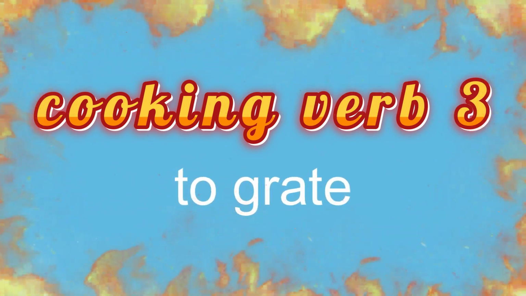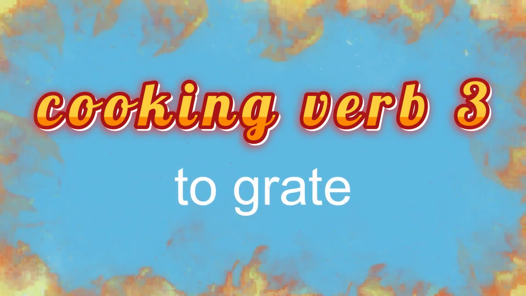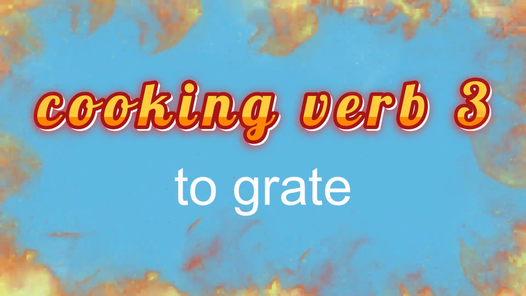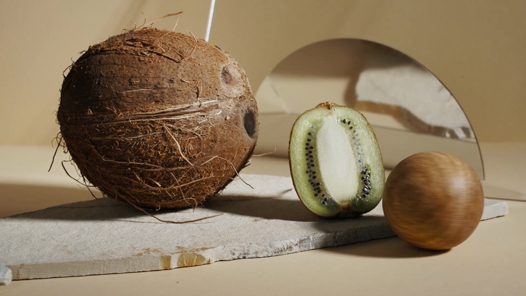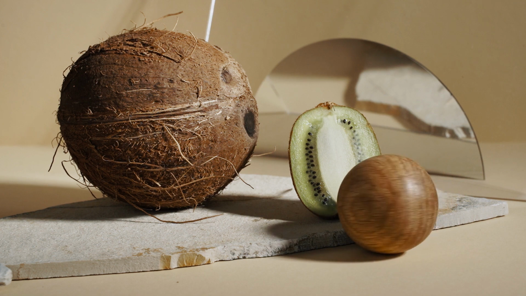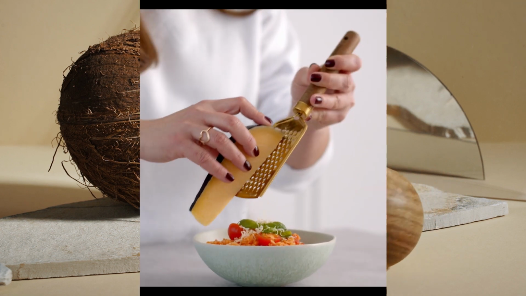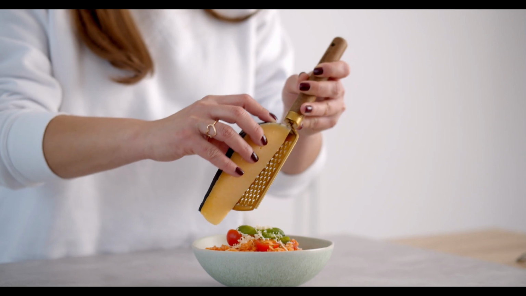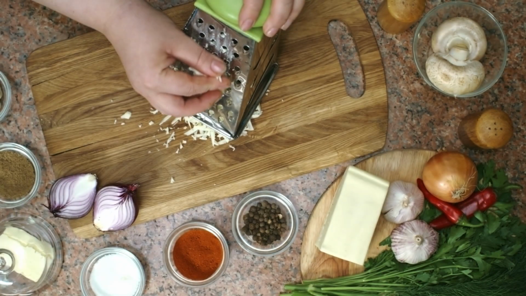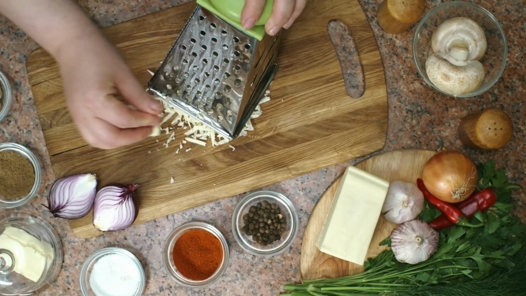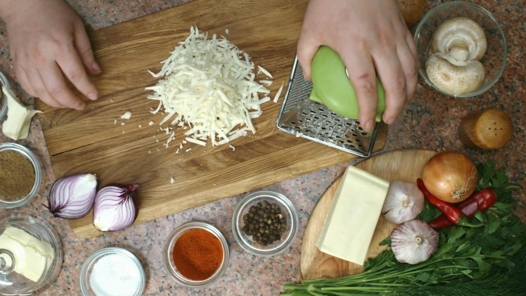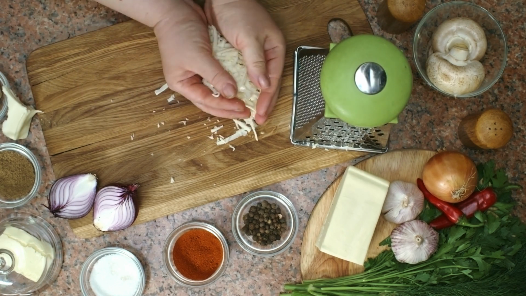And now for cooking verb number 3. Grate. To grate. We grate things to make them smaller by rubbing them on something called a grater. Let's see the action. She is grating something. So that's how we grate. Maybe it's your cheese or your coconuts. Grate.